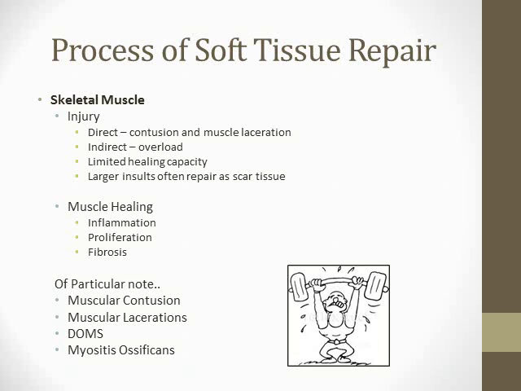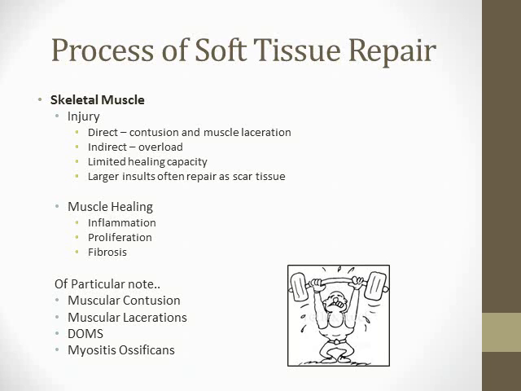Just a brief comment about soft tissue repair in muscle. As we know, skeletal muscle's got a fairly good blood supply, and we can think about direct contusions and muscle lacerations. You think about somebody getting trauma to the quadriceps, hamstring muscle. You can also get indirect or overloading, more often thinking about our biomechanical limitations. There is limited healing capacity.